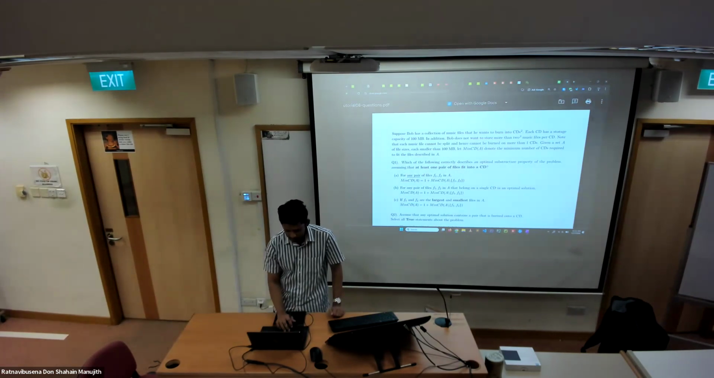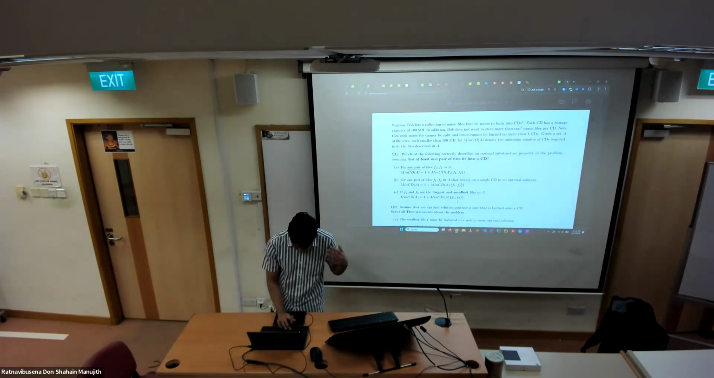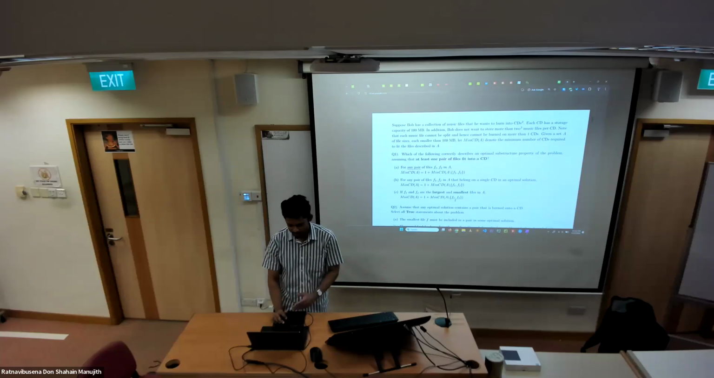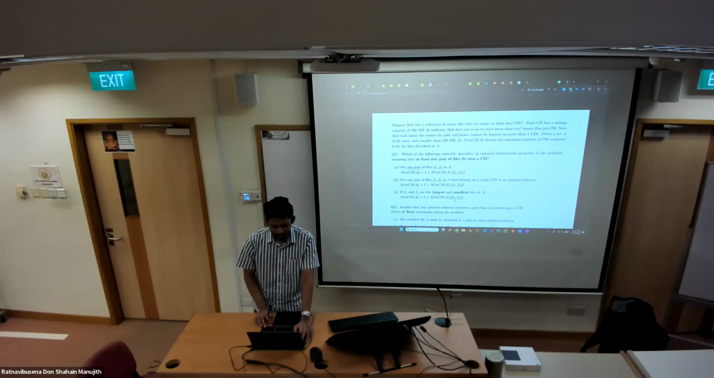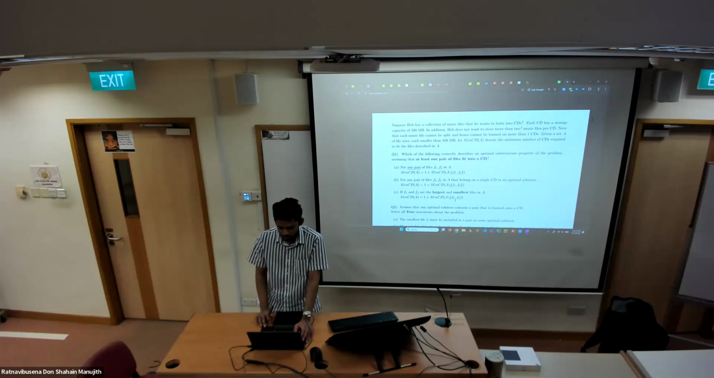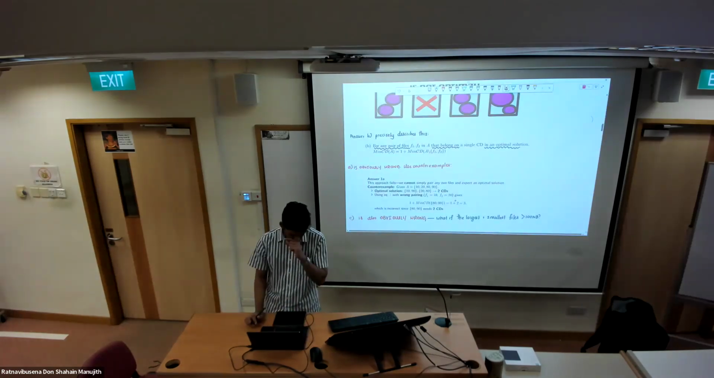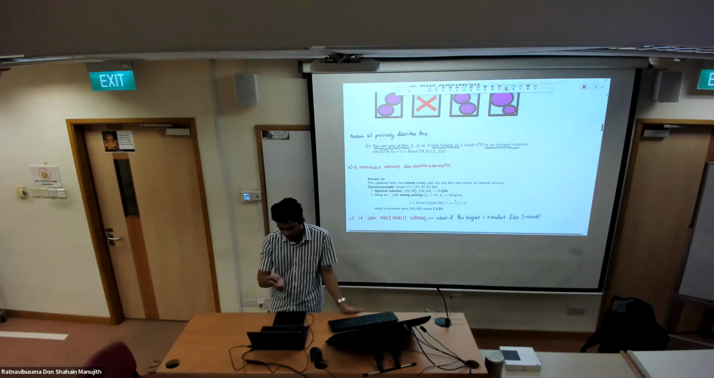For any pair of files F1, F2 that is in A, it holds that min CD A equals 1 plus min CD A take away F1 and F2. Okay, so that's obviously wrong, right? For example, what if F1 and F2 don't even fit together, right? So then they say for any pair of files, right?